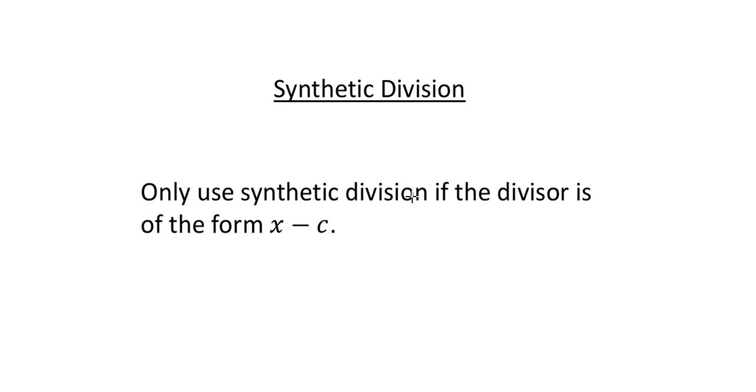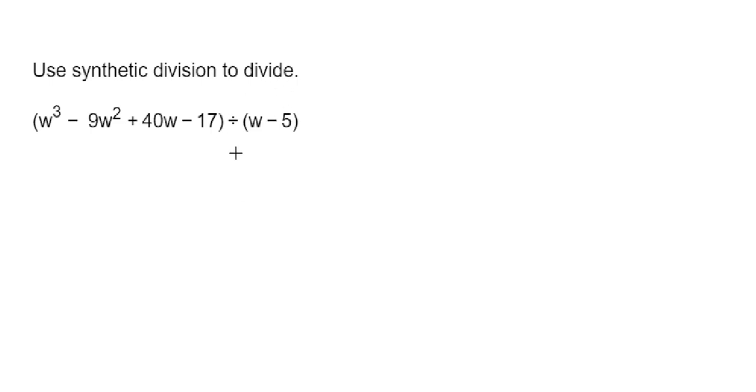So we can only use synthetic division if the divisor is of the form x minus c. And you actually want to remember that as a formula. So we're dividing by x minus c. As long as the divisor fits that formula, we can use this shortcut called synthetic division. So let's take a look at how that works. Notice my divisor here fits the formula of x minus c. It's a w instead of an x, but again, it's the variable by itself minus a number. So it matches up perfectly.